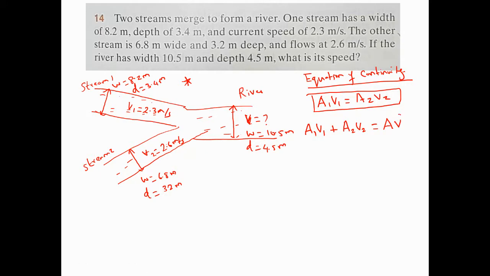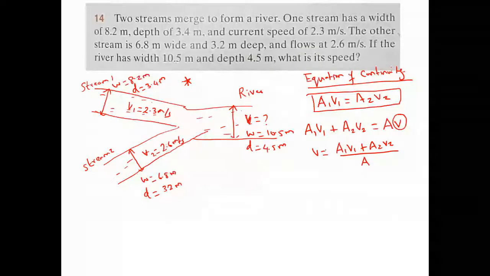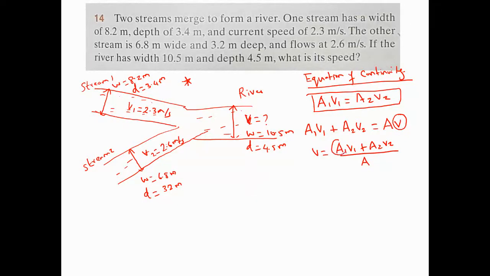So we are going to find what should be the value of this V. Could you please rearrange this equation? If you rearrange, what will you get? My V is equal to A1 V1 plus A2 V2 over A. Am I right? Yes, teacher.